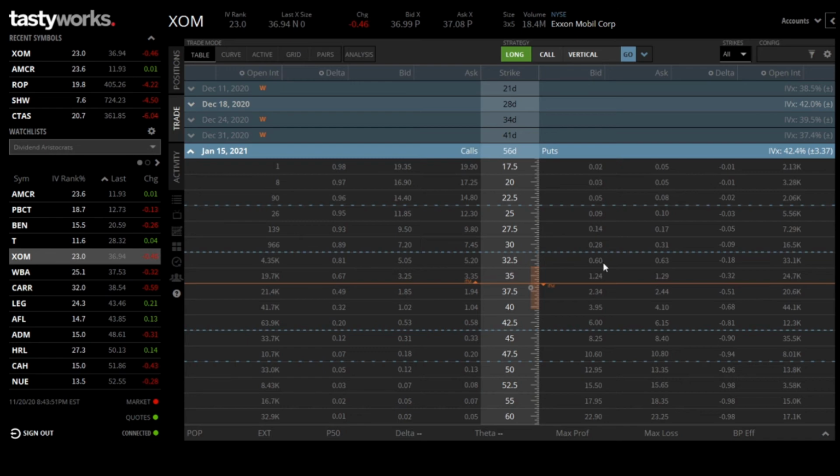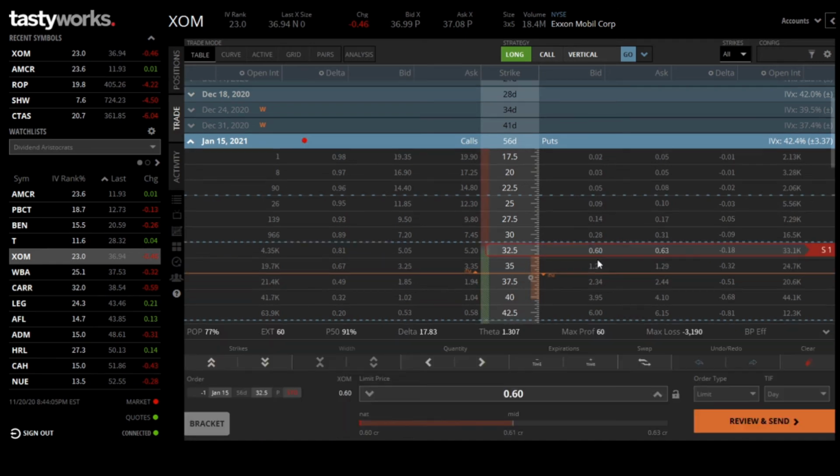So at the 32 and a half, it gives a little bit of room between the current price and the strike price. So if I collect 61 or 62 cents, it's not too bad from a return on capital point of view. If you collect only half, that's a little less than 10 percent. So that could be an idea.